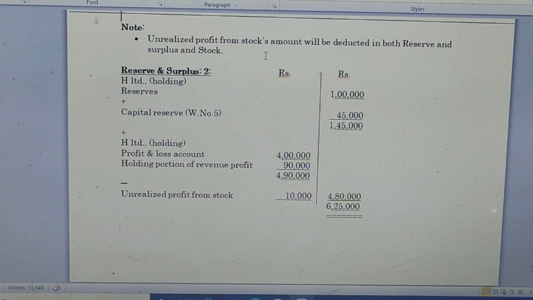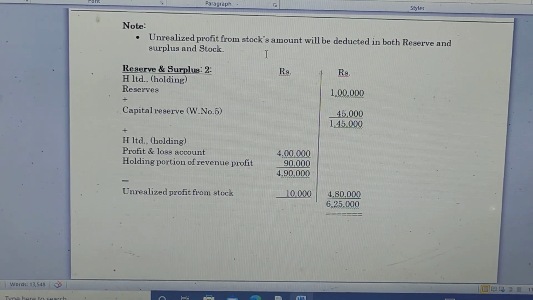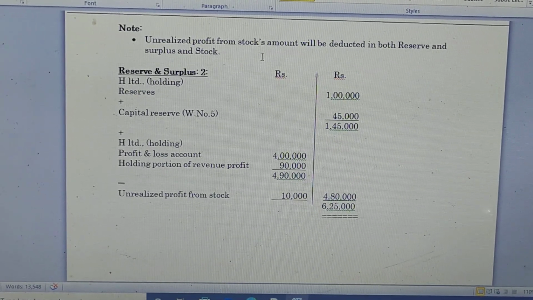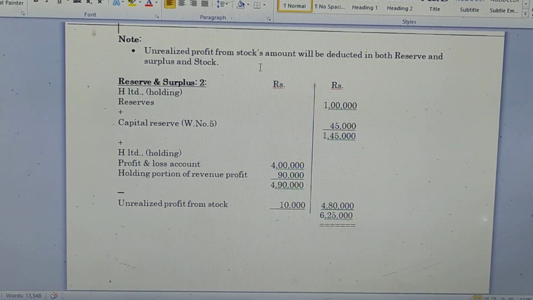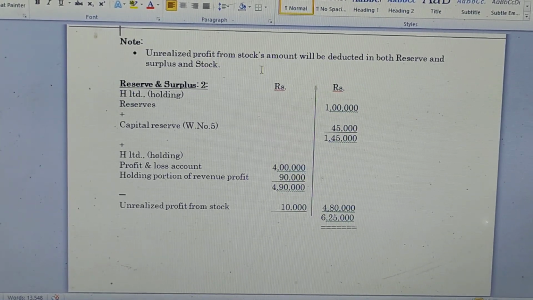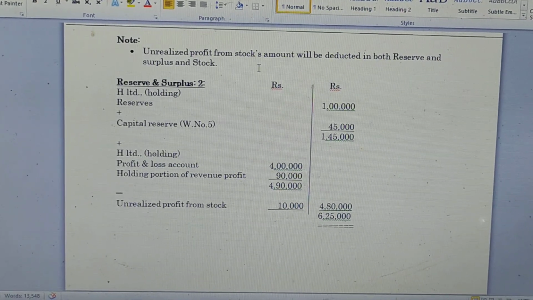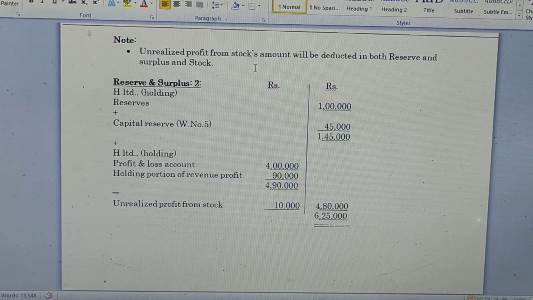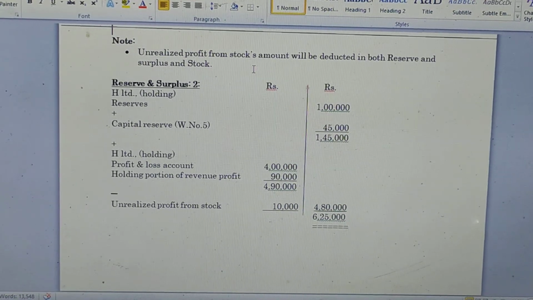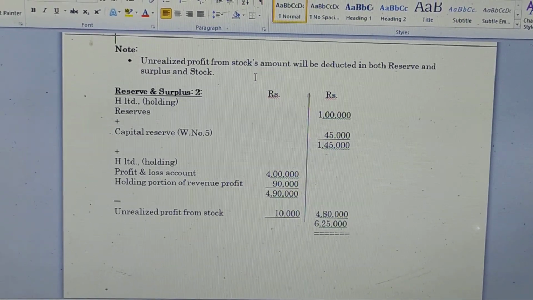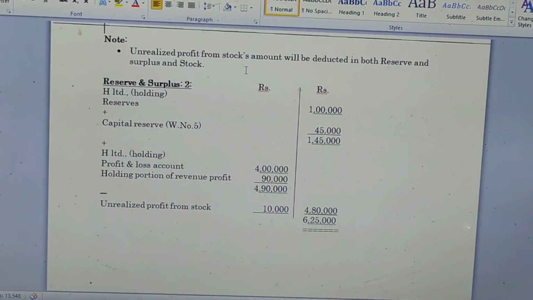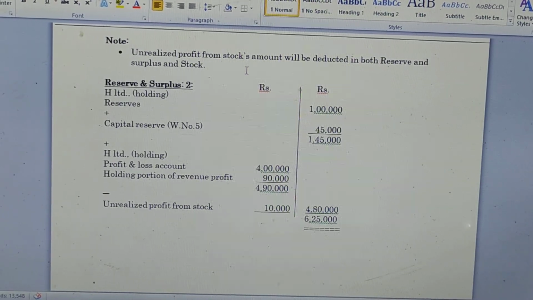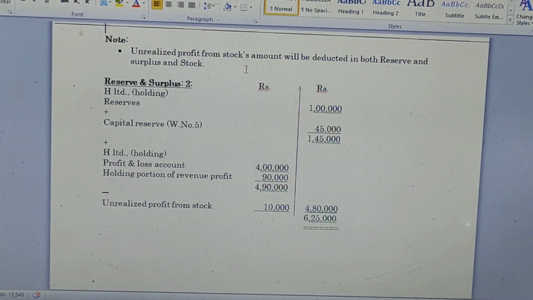Then minus unrealized profit from stock, the amount is rupees 10,000. That amount will be deducted from the inner column total. So 4,90,000 minus 10,000, we get 4,80,000, which is mentioned in the outer column. Then after mentioning that amount, we add it with the above amount of 1,45,000. So 1,45,000 plus 4,80,000, we get the total reserve and surplus of 6,25,000.